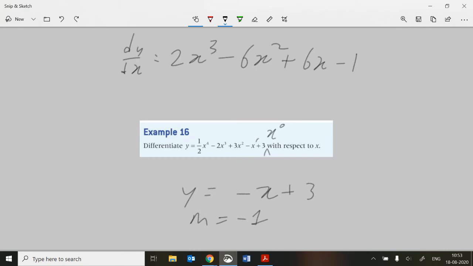Okay, so for that last part, you don't need to overthink it. You just think, well, it's a linear function, and the gradient is in front of x. Okay, so there's the first one. That's example 16. That's done.